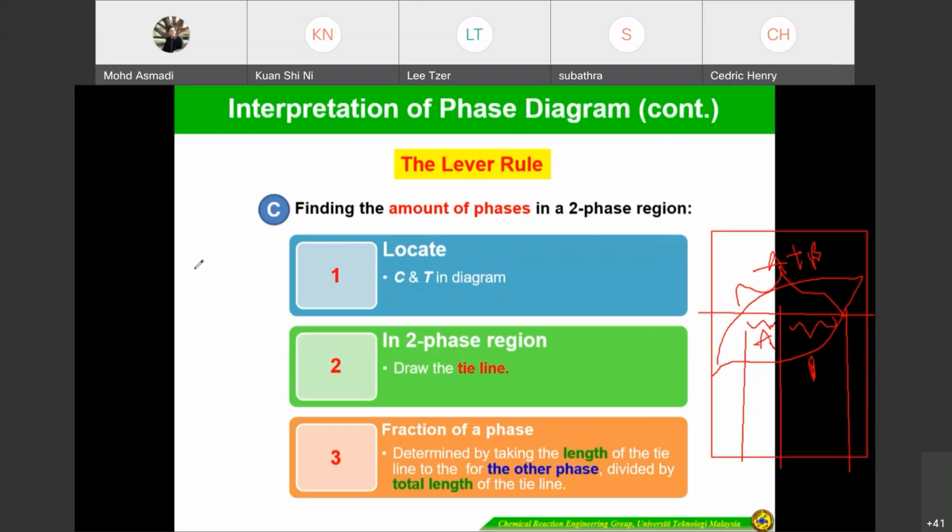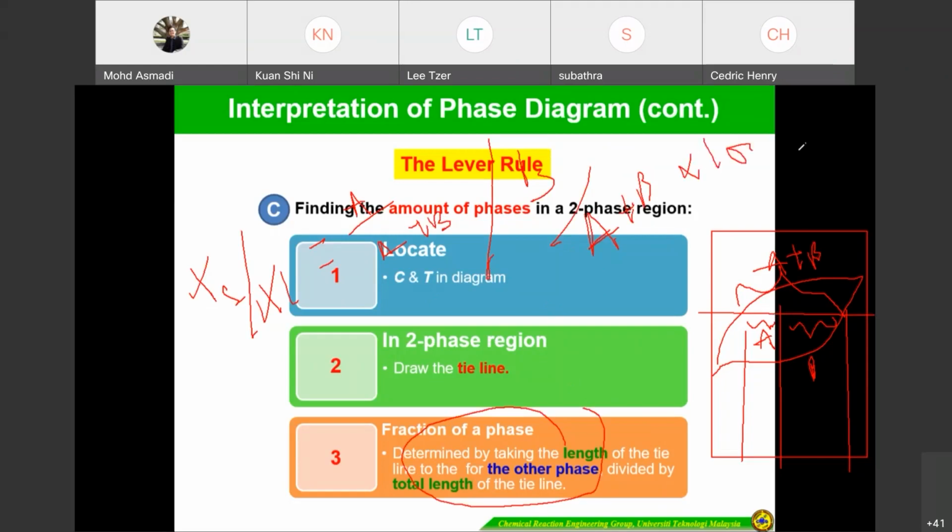So in order to calculate maybe XS, the solid, or maybe XL, what you have to do is divide this one: A divided by A plus B, or B divided by A plus B. This is the meaning of the fraction of each phase. For solid and liquid, I will show you in detail in the next slide. You divide the target length by the total length, for solid and also liquid, and times 100.